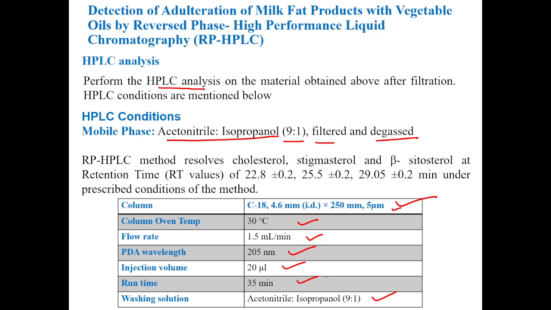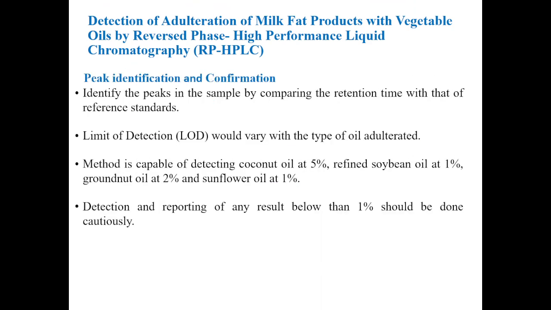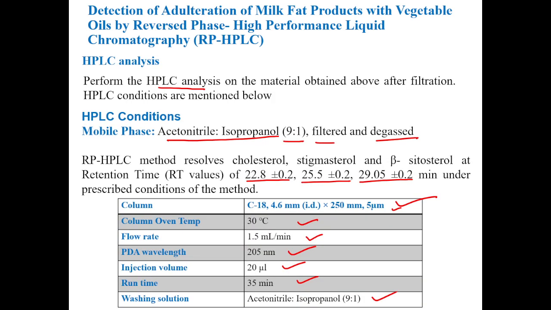Now, if you see the retention times which will appear in the chromatogram of 35 minutes, it will have the cholesterol peak at retention time 22.8, stigmasterol at 25.5, and beta sitosterol at 29.05 minutes. The peaks will be appearing at these retention times under the prescribed conditions of the method. So we have seen the retention times for different standards like cholesterol, stigmasterol, beta sitosterol, and the column conditions we also have seen.